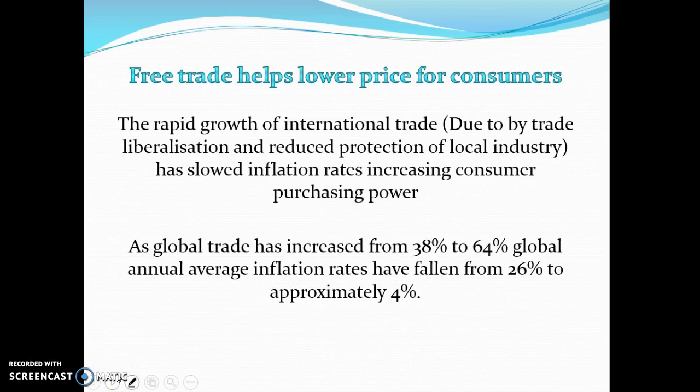Okay, in this video we're going to be looking at how free trade can help to lower prices for consumers and some of the benefits it can have for our growth and our living standards. So the increase in international trade due to trade liberalisation and reduction in protection has helped to cause inflation rates to grow at a much slower rate, which has helped to maintain our purchasing power.